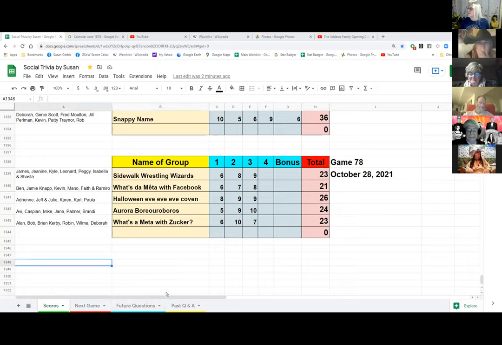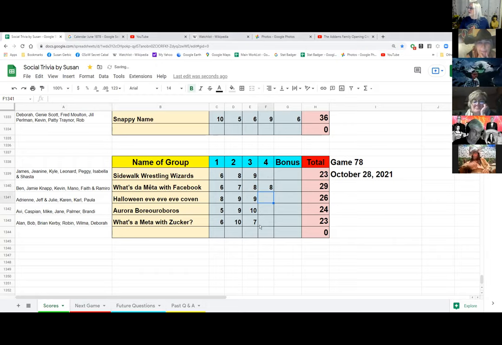Okay, so we have to see if we've broken this up a little bit further or if we've gotten closer together. So let's go with the number one in the last place. What's the meta with Facebook? 8. And what's the meta with Zaka? Please post the answers. 8? Yep, 8. All right, they stayed in there.